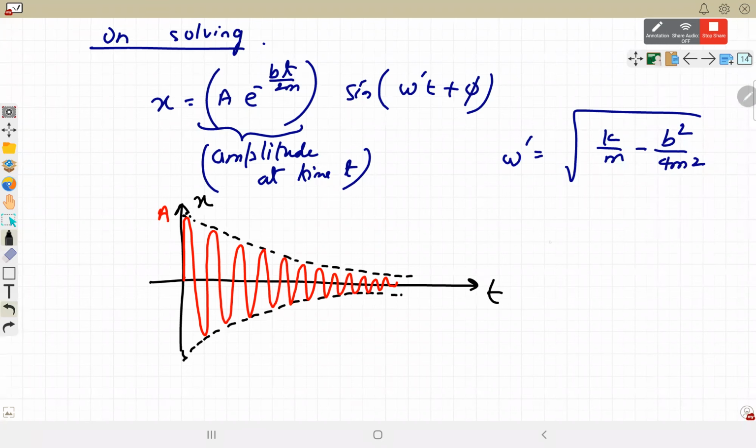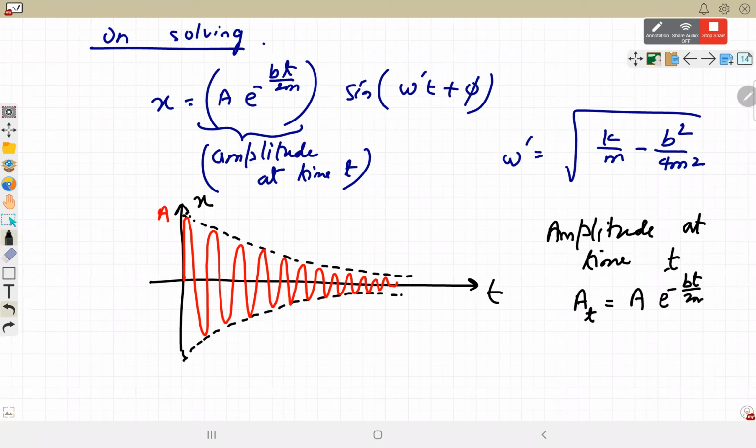Right. So amplitude जब हमें t टाइम के बाद निकालना हो, तो वैसे तो ये फॉर्मूला है, but हम इसको थोड़ा सा tricky method यूज कर सकते हैं. How? We can compare this with nucleus disintegration and radioactivity. Amplitude at time t we represent as a sub t, a into e raised to power minus bt by 2m.